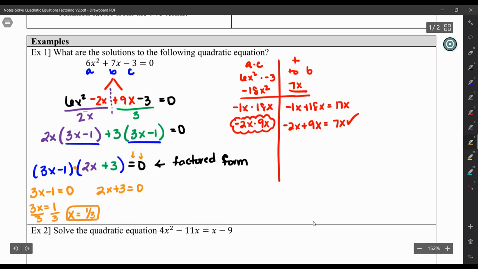Now over here, we're going to subtract 3 from both sides, so we get 2x equals negative 3, and then divide by the 2, and we get x is equal to negative 3 halves. So here are my two solutions to this quadratic equation, x equals 1/3 and x equals negative 3 over 2.